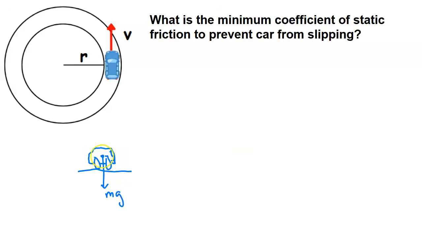There's also the normal force, which I'm going to call capital N. And then there's going to be a static friction towards the center of the circle. This static friction is playing the role of the centripetal force, causing the car to be able to go in a circle. Next, I'm going to write out the centripetal force equation: force centripetal equals mv squared over r. What is playing the role of the centripetal force here is the static friction, and that is equal to mv squared over r.